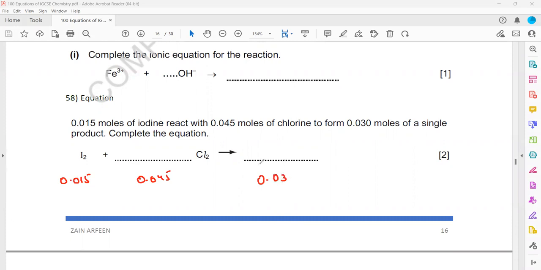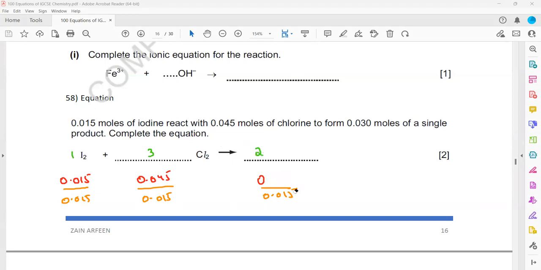First, we'll take the simplest ratio, because whenever we write the equation, the ratio should be in the simplest form. So to take the simplest ratio, we divide all of them by the smallest value, which is 0.015. This is 0.015, this is also 0.015. So when we divide, this will be 1 here, this will be 3 here, and this will be 2.